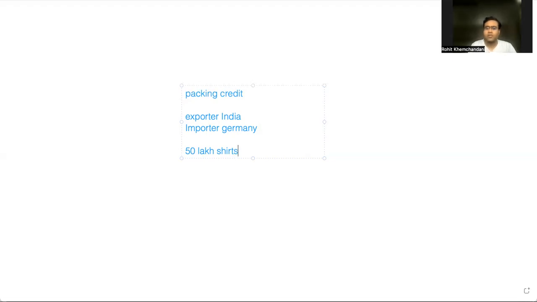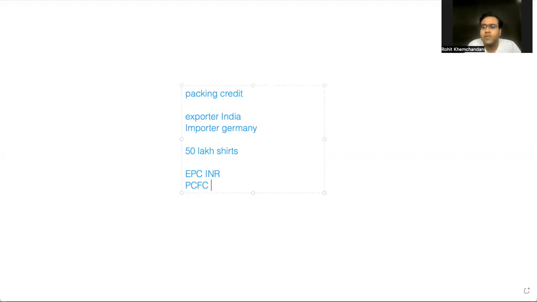Now the exporter will get funds from the bank to purchase raw materials, manufacture the goods, pay labor costs and everything. Until the goods are shipped to the German entity, all the expenses will be borne by this type of credit given by the bank to the Indian client. It is of two types. One is EPC, which is export packing credit, in INR. The second is PCFC, which is packing credit in foreign currency.